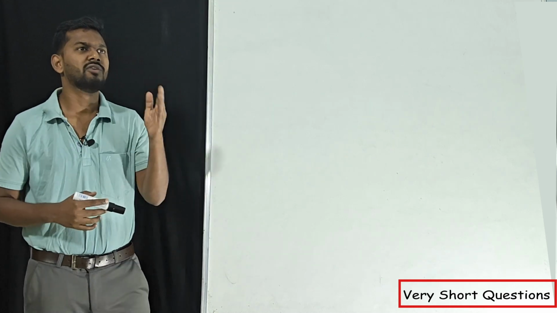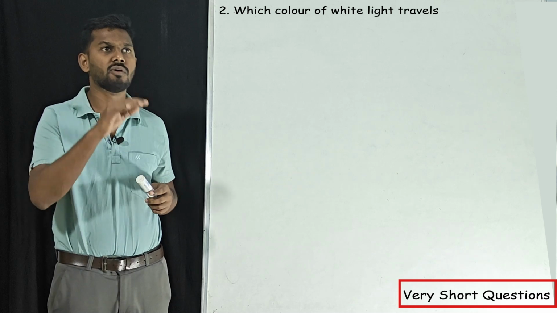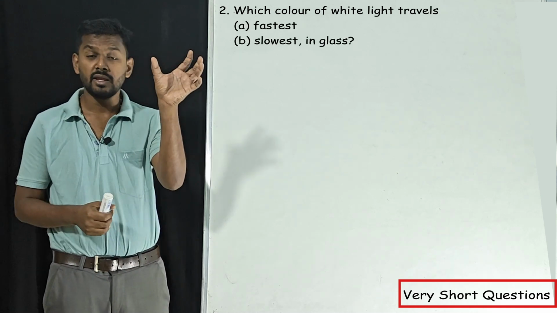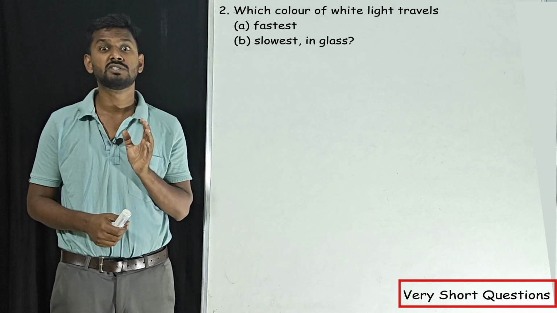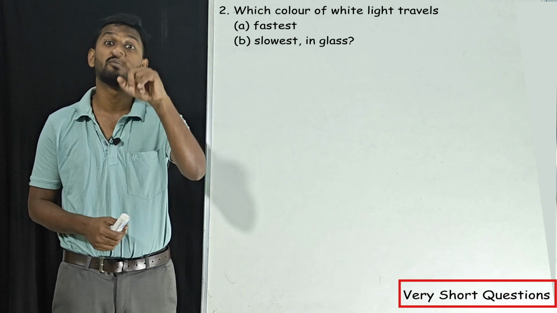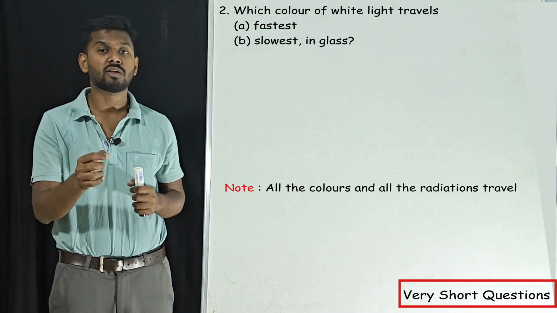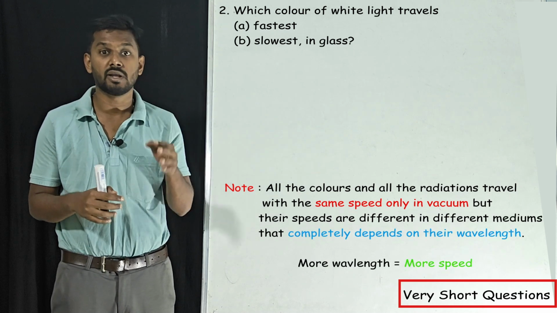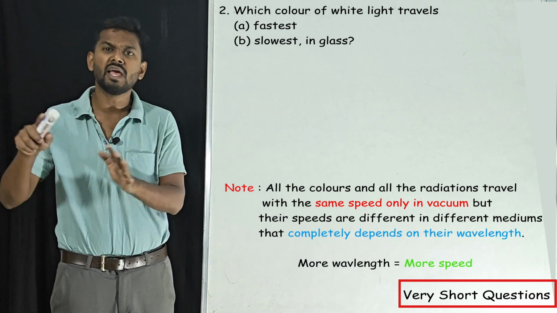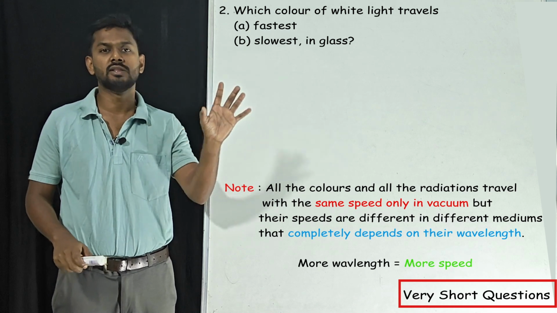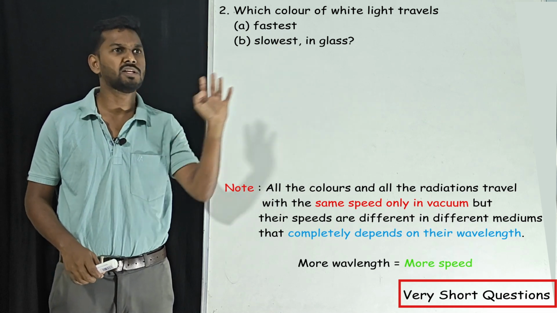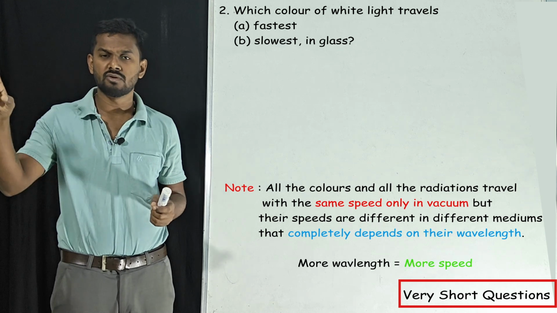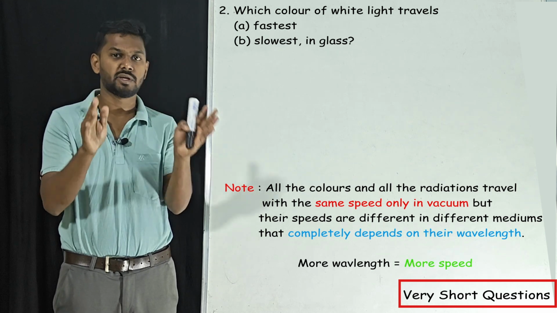Our next question: which color of white light travels fastest and slowest in glass? The main thing about this question is not which is fastest or slowest, it is about the medium. If it is in vacuum, all the colors will travel with the same speed. Keep this in mind. In any other medium, based on the wavelength, the more the wavelength, the more will be the speed. So only in vacuum will all the colors of light travel with the same speed.